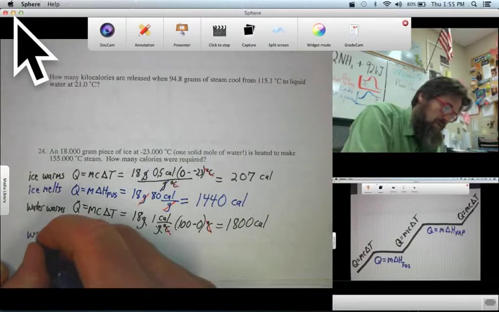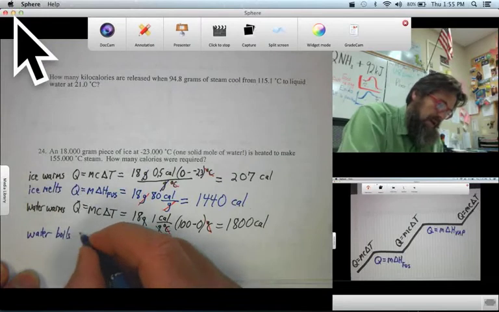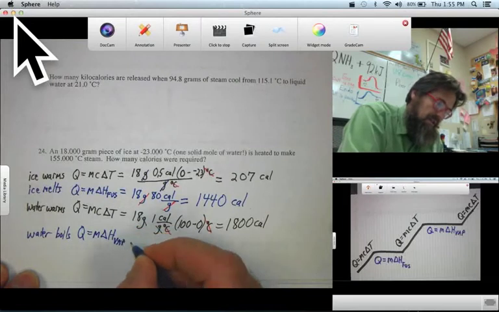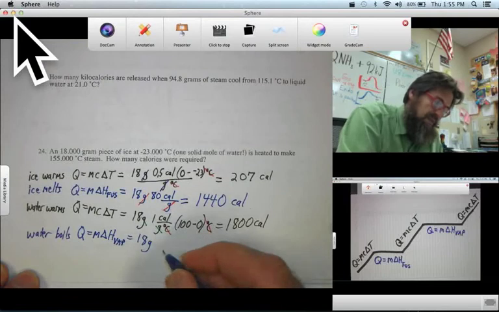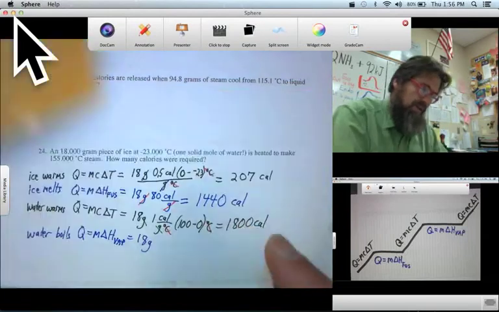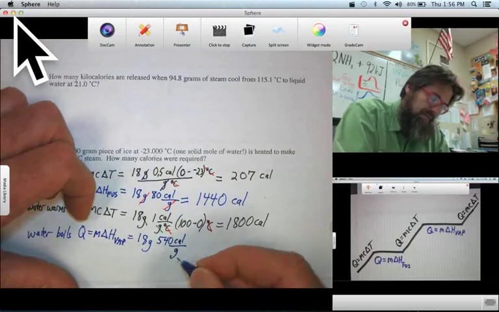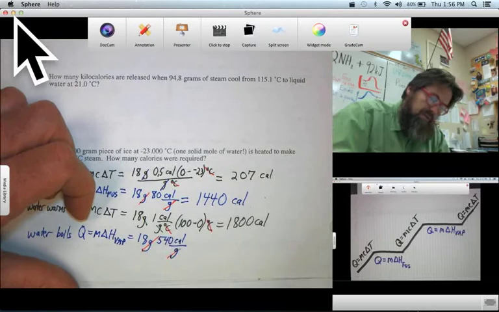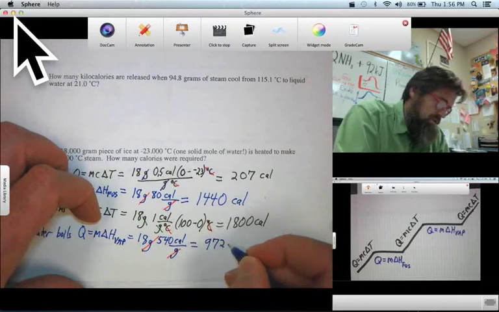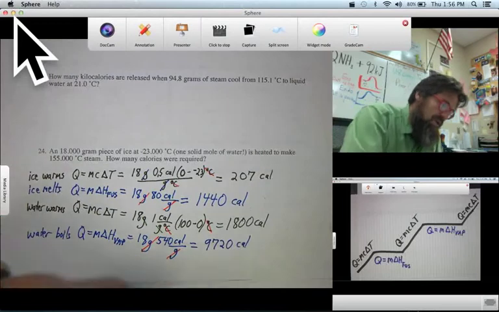All right, the next segment is where we're boiling the water. So the water boils, and that equation is Q equals m delta H of vaporization. Once again, the mass is 18 grams. The heat of vaporization of water is 540 calories per gram. So, times 540 calories per gram. Show our cancellation, grams over grams, and we do the math, and that comes out to 9720 calories.